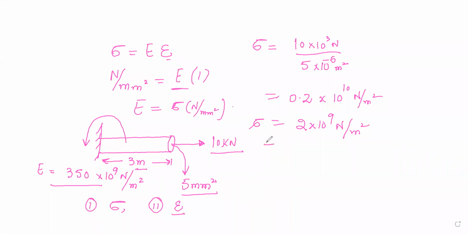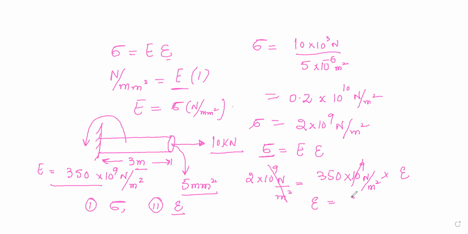We know stress is equal to Young's modulus times the strain. Now the stress is 2 into 10 raised to power 9 Newton per meter square, equal to Young's modulus of elasticity, that is 350 into 10 raised to power 9 Newton per meter square, multiplied by the value of the strain which we have to find. So 10 raised to power 9 Newton per meter square will cancel. Therefore, the value of strain will be 2 divided by 350. This much will be the value of the strain created in this machine element. So this is how we have to go ahead.